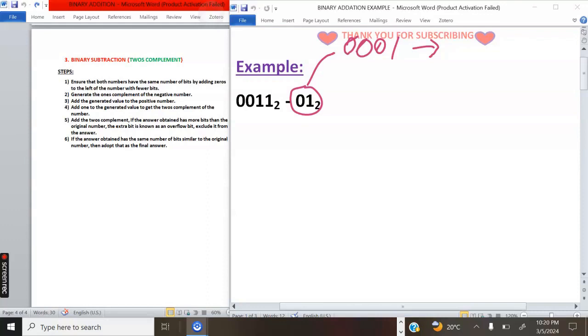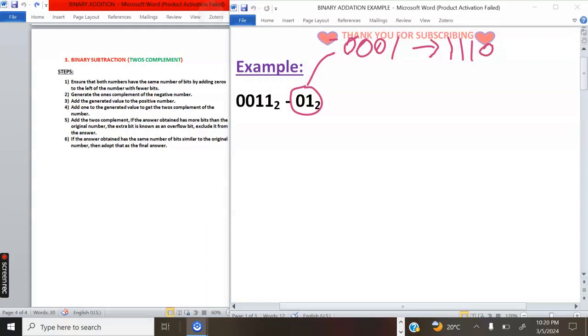Whenever we have 0, you convert it to 1, and the 1 is converted to 0. So for this one, this is a negative 1, it will be 1, 1, 1, 0. So what we have done, we have generated a one's complement for the negative number, which was 0, 0, 0, 1. So far we are at step number 2. Okay, let's move to step number 3.